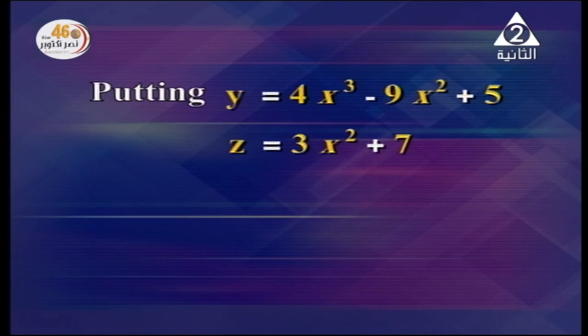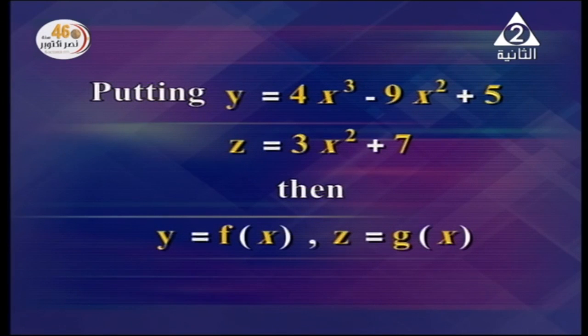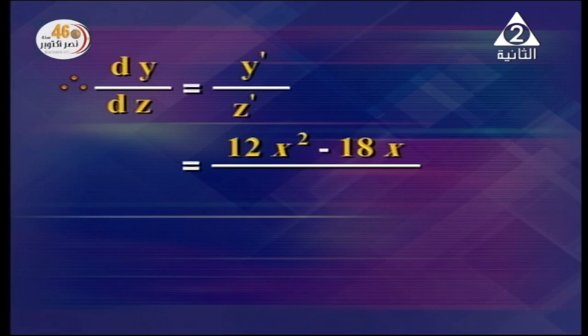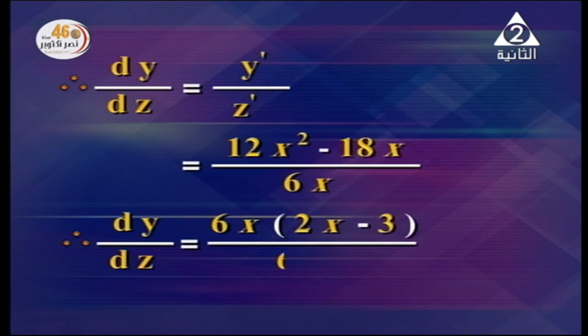To find dy over dz, first, my dear student, y is a function of x, and z equals g of x. We have two functions, f of x and g of x. Then dy over dz equals y dash over z dash, or the first derivative of y over the derivative of z. What is the first? 12x squared minus 18x. What is the derivative of z? 6x. By taking 6x as the highest common factor from the numerator, we get 6x times the bracket 2x minus 3, over 6x, then the answer is 2x minus 3.